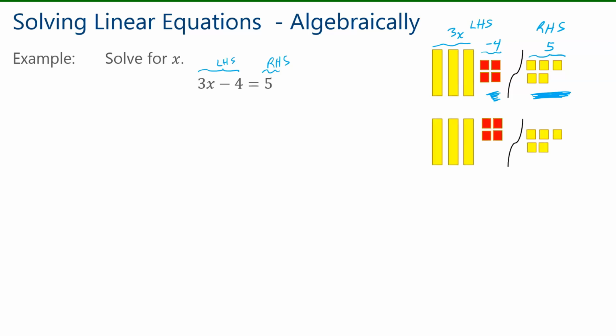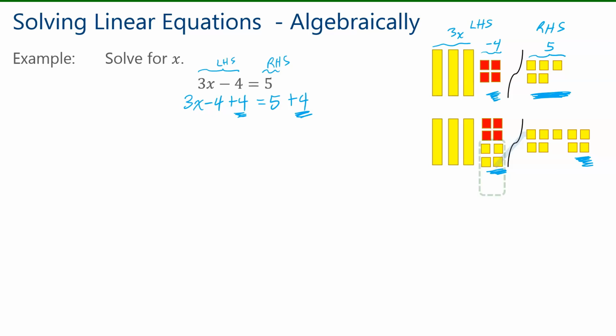So with algebra tiles, we introduced 4 positive unit tiles on the left, which meant that we had to introduce 4 positive unit tiles on the right. Symbolically, 3x subtract 4, I put in plus 4 for the idea of adding in those 4 positive unit tiles, equals 5, and because I introduced 4 positive unit tiles on the left-hand side, I have to introduce 4 positive tiles on the right-hand side, plus 4. Whatever you do to one side, you do to the other.